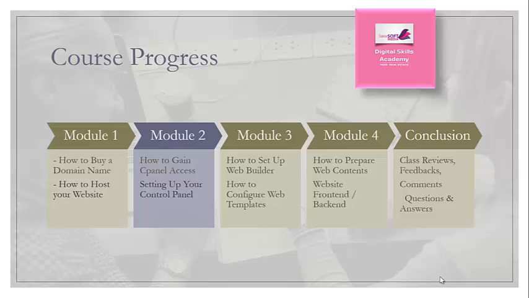So quickly, we've gone so far. These are the course progress. In Module 1, we talked about how to buy a domain name and how to host your website. In Module 2, we moved to the cPanel. We were able to create a web mail and set up our control panel. And right now we're moving to Module 3. How do you set up a web builder? What is the web builder? Web builder is WordPress. It's that application we're going to be using. How do you configure your web templates and start designing your website? In Module 4, we're looking at how to prepare your web content, and we'll be assessing your website front end and the back end.